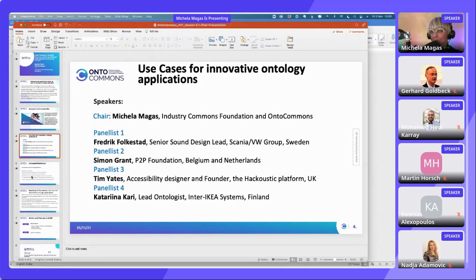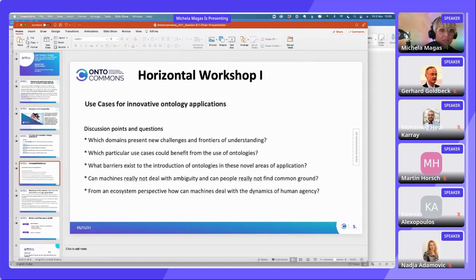Just to start with some generic questions. Which domains present new challenges, and which particular use cases? I just described a few. Which barriers exist? Of course, the barriers are very much coming from humans, and also from preconceived ideas, biases, perhaps cultures that are too ingrained and too rigid.